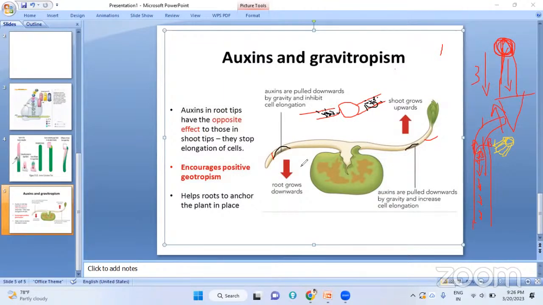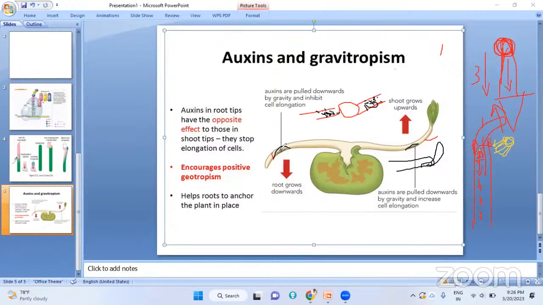Now tell me, this is the shoot, right? This is the oxygen place. Now tell me, does the growth of the shoot go upward or downward? Upward, sir. Right, this region goes in the upright direction.